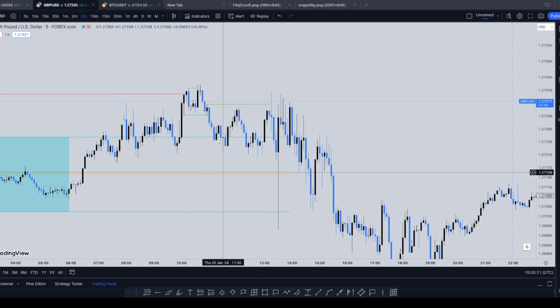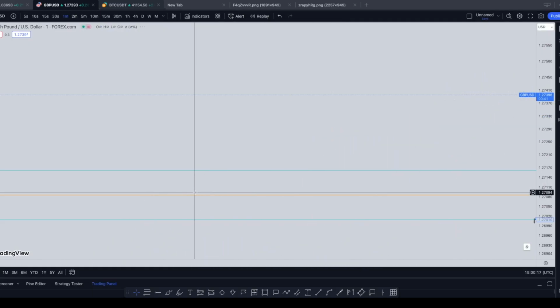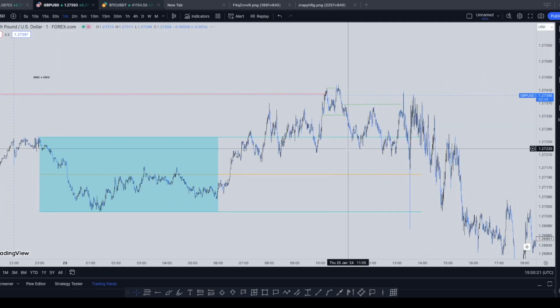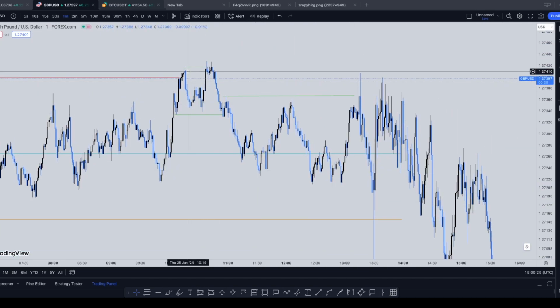So what we can see here is a high being grabbed, a low being grabbed, and then if we drop down onto M1 now, just bear with me, drop down onto M1, we can see it a lot more clearer. So we have our buy side grab. So this was the first sweep that swept the internal range liquidity to the left.